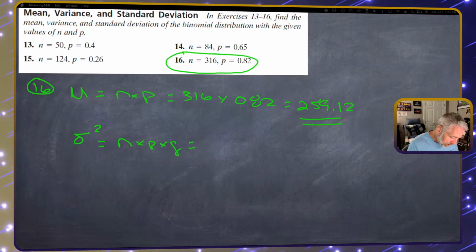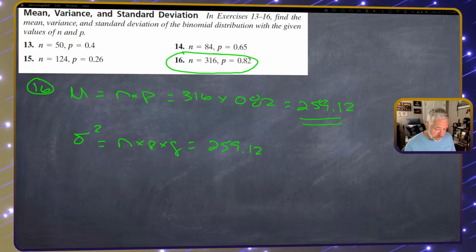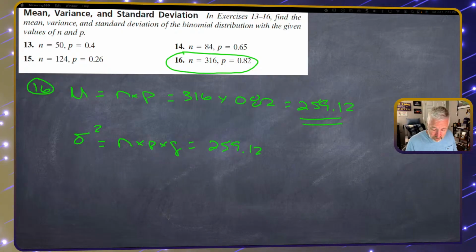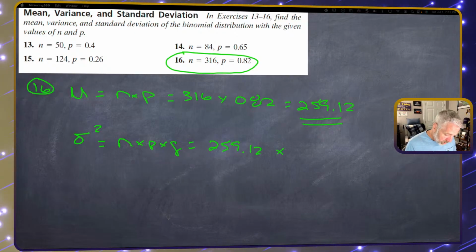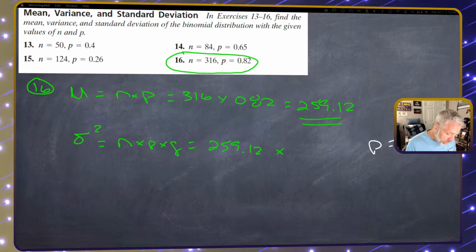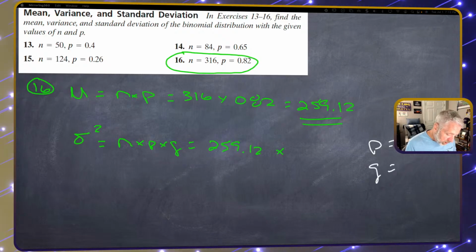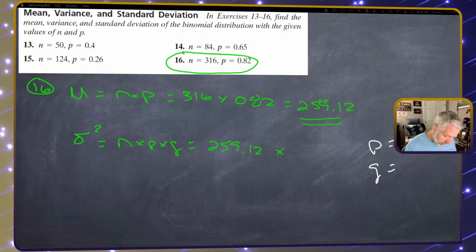Well, n times p was 259.12 out to 2 decimal places. Actually, it terminated at that. I didn't round it or anything. And now I'm going to multiply that times my q. Well, remember, if my p equals 0.82, then my q, complementary-wise, is what's left to get to 1.